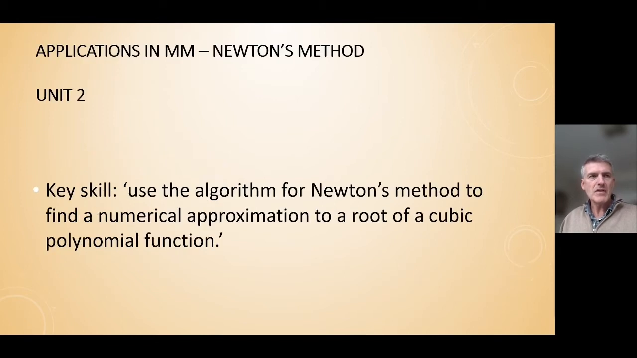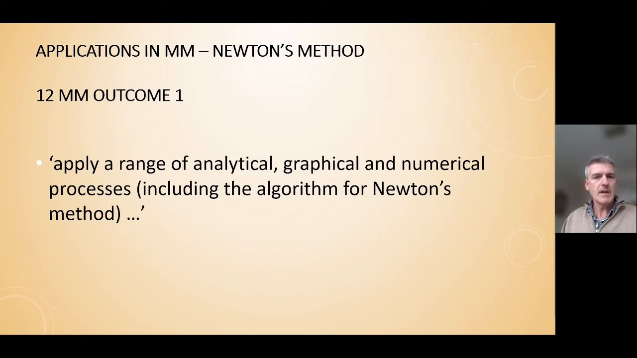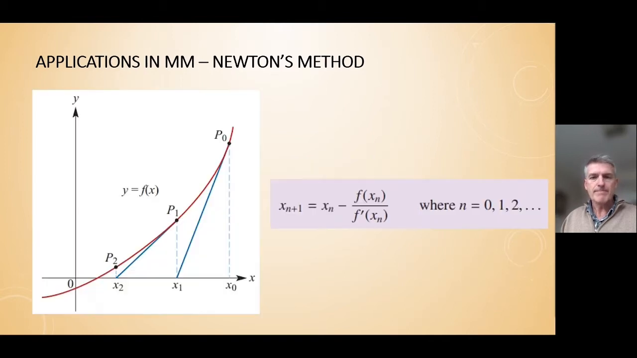So first of all, let's have a look at Newton's method. One of the key skills in Newton's method in the Year 11 course in Unit 2 is to use the algorithm for Newton's method to find a numerical approximation to a root of a cubic polynomial function. In Year 12, a similar type of content descriptor. Just quickly on how Newton's method works, you can see we start at x0, gives us a point P0, and we use the tangent at that point to find x1 and so on until a degree of accuracy has been obtained.